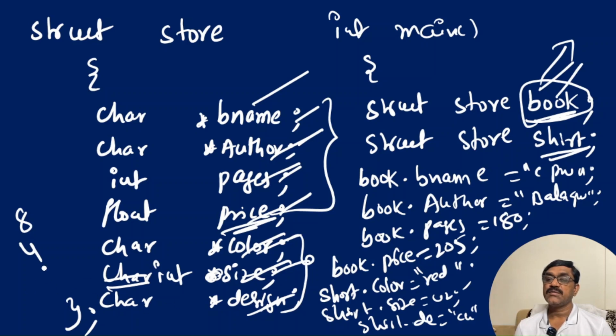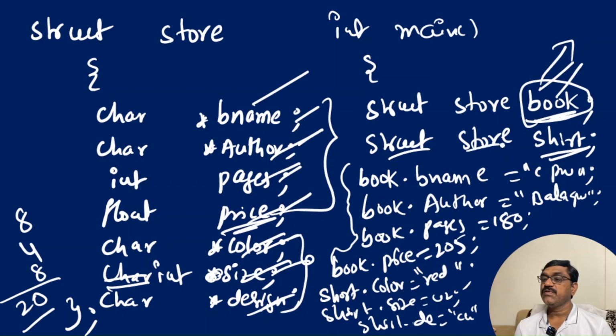And design, again a character pointer, it is going to take 8 bytes. In total, how much? 20 bytes of memory is unnecessarily allocated for the variable book, though we are using only book name, author, pages, and price. This is the extra amount of memory, 20 bytes, which is allocated to the variable for book.